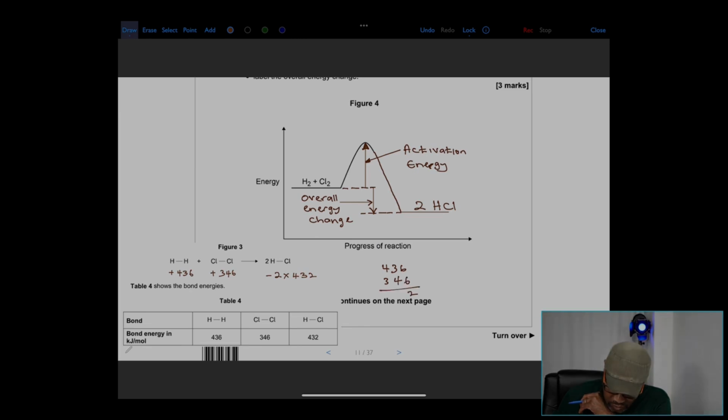346, and that would be 782. But we also have this one here, the forming of the bond, so we have 864 here, and that's negative. So the overall will be the 864 minus 782, and the difference between them will give us the value that we need. So the difference is minus 82, and that value here will be minus 82.